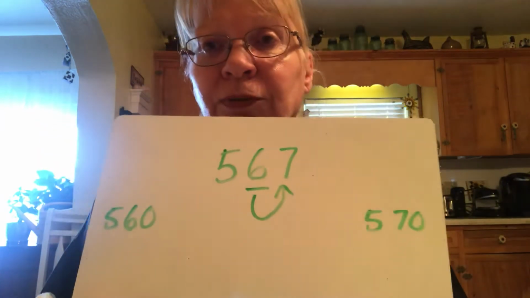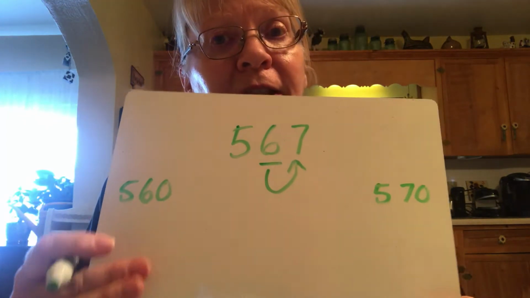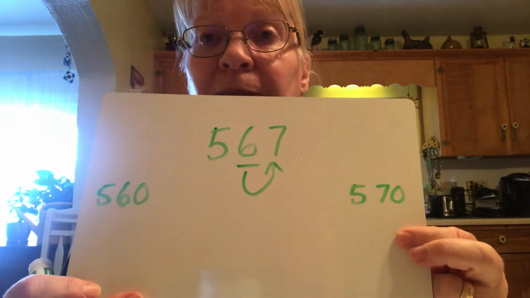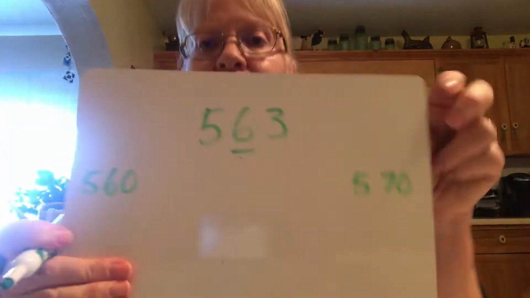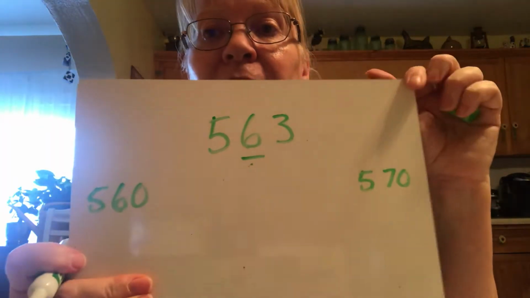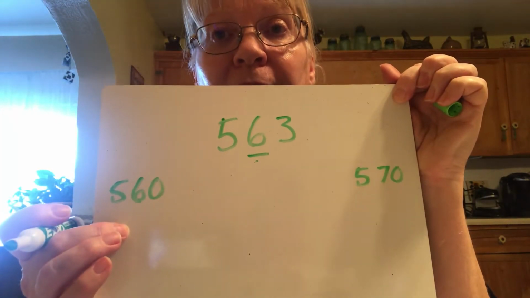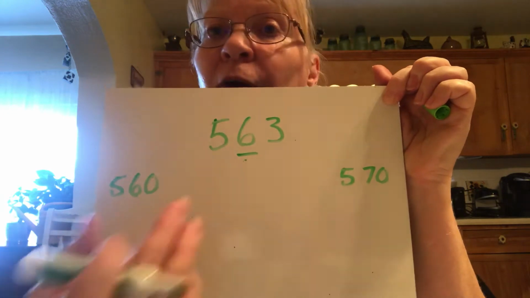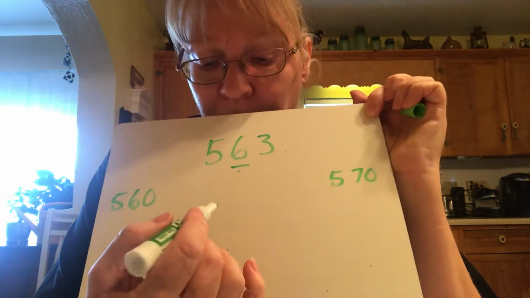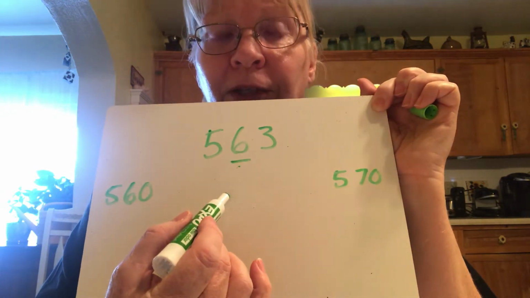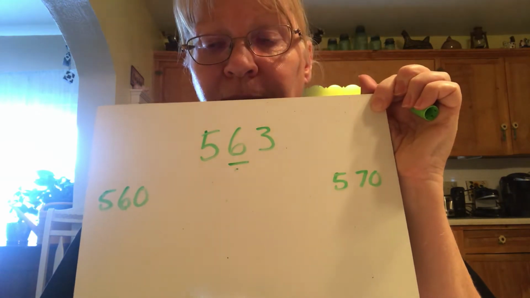My choices for rounding would be 560 or 570. If this number was 563, then my rounding would be 560. The place that I'm rounding to, everything on the right side will be a 0.